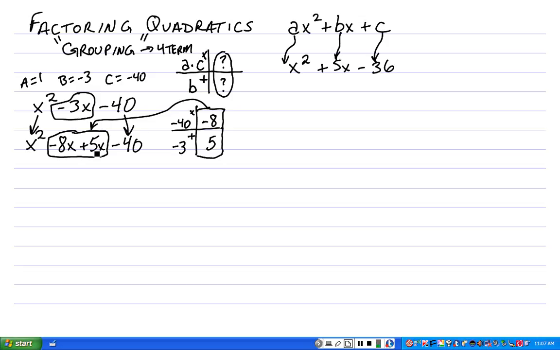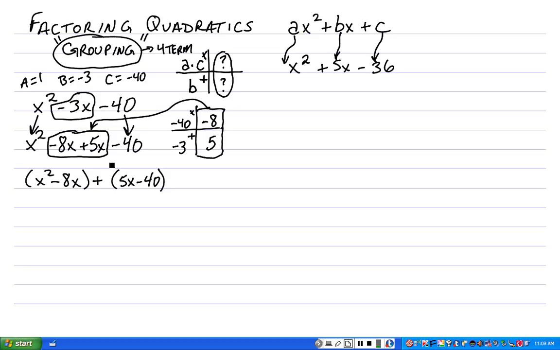Okay, so now I have four terms. And once I have four terms, now I can do my grouping. So I group up the first two, x squared minus 8x. I always want to put a plus sign in the middle to make sure I have a sign between my two pairs. So there's my first grouping, my first pair, and then my last grouping.